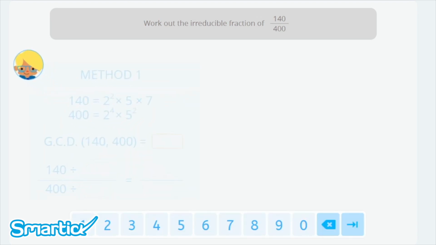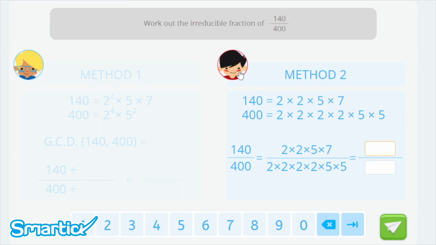Divide by the greatest common divisor, like we did with Eva's team. Or simplify factors like we did with Otto. Let's try simplifying factors. So method 2, like Otto. Alright, so we have a 2 on the top and a 2 on the bottom. We have another 2 on top and another 2 on the bottom. We don't have any more 2s, but we do have a 5 on top and a 5 on the bottom.